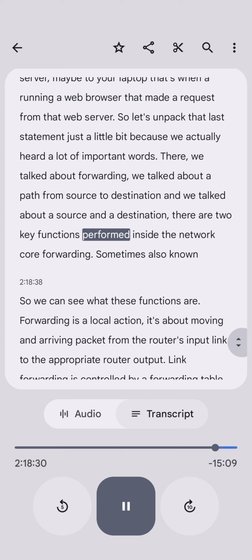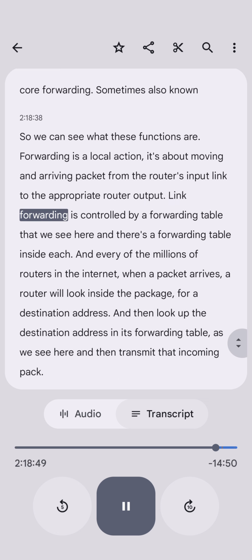There are two key functions performed inside the network core: forwarding, sometimes also known as switching, and routing. Let's take a look inside a router so we can see what these functions are. Forwarding is a local action. It's about moving an arriving packet from the router's input link to the appropriate router output link. Forwarding is controlled by a forwarding table that we see here, and there's a forwarding table inside each and every one of the millions of routers in the internet.